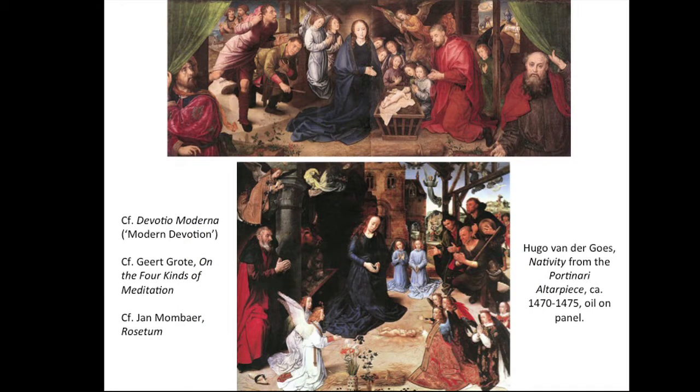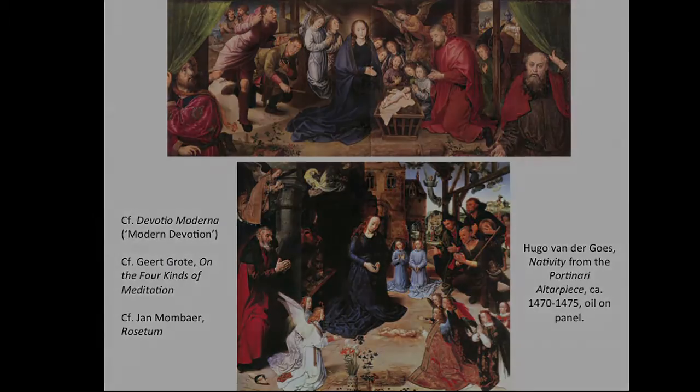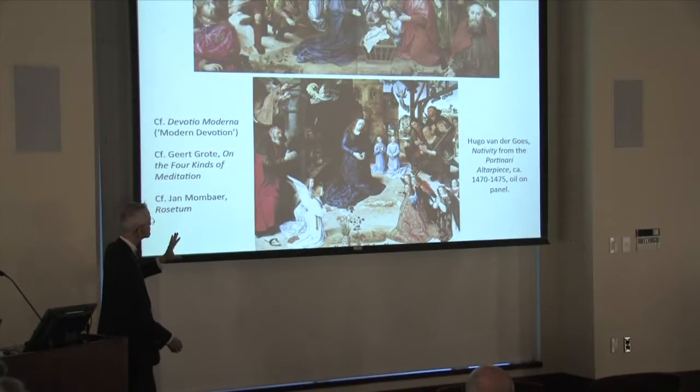And you can see this even better if you compare this late nativity to an earlier nativity scene by Hugo van der Goes. This was painted for a very eminent Florentine banker who was based in Bruges. This is in present-day Belgium. This is where Hugo van der Goes was working.